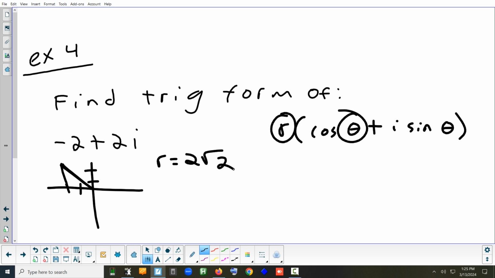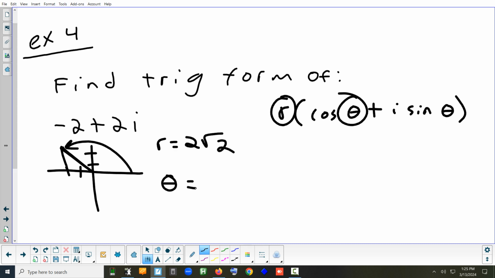Okay, I'm halfway done. I got my r. Now I need my angle. That's the angle right there. What quadrant is this point in? It's in quadrant 2. What's the formula to find your angle when you are in quadrant 2? And let's do it in degrees. Yep. 180 plus inverse tangent y over x. 180 plus inverse tangent.